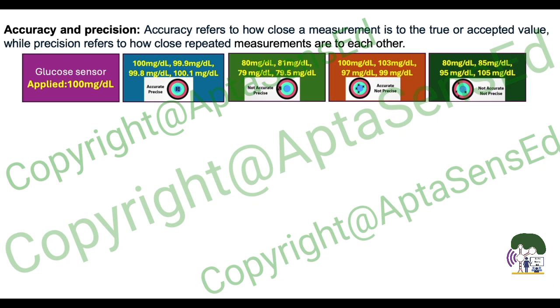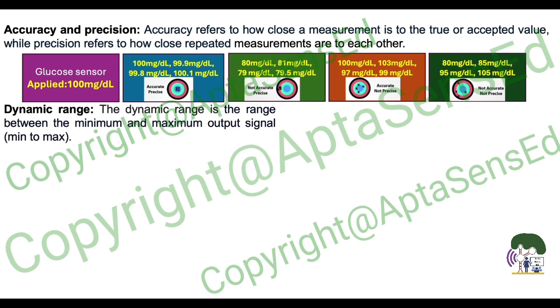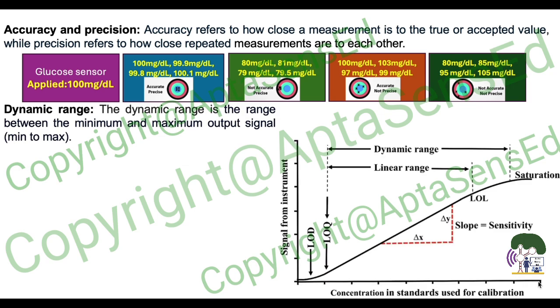Then we have dynamic range. The dynamic range is the range between the minimum and maximum output signal. This range defines the minimum concentration that can be quantified using the biosensor and the maximum saturated signal which is achieved by the biosensor. In this calibration curve between concentration and output signal, the dynamic range is between the LOQ and the saturated signal achieved by the biosensor.